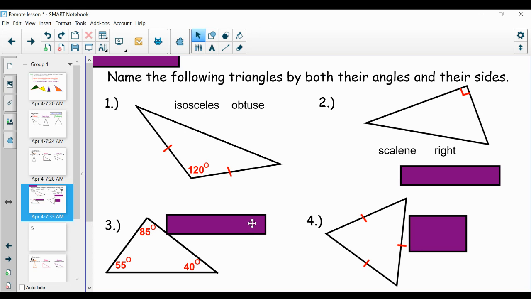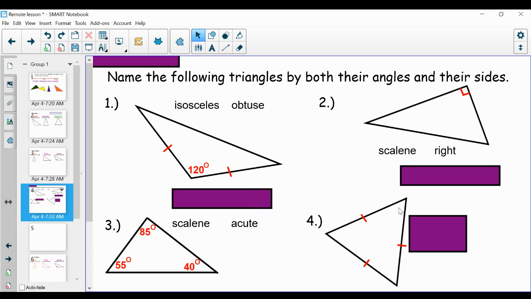This one right here, you should pause the video and try and get it yourself. But all the angles are smaller than 90, and none of the sides are the same. Pause it again and check this one. All the sides are the same, and all the angles are acute.